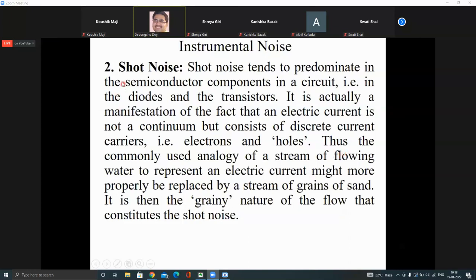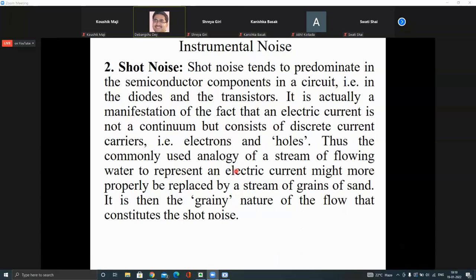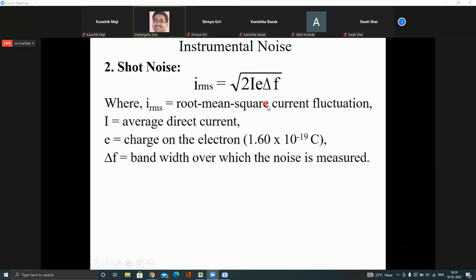The similar thing happens in the case of semiconductor devices, not only for conducting resistors. In semiconductors, the number of charge carriers is small, even smaller for low values of current. So again, that grainy nature of current comes into play, and that is called shot noise. But the electron and charge carrier distributions in a semiconductor and a conductor are not the same, so the equations are more or less similar, but not exactly the same. It is like this one.